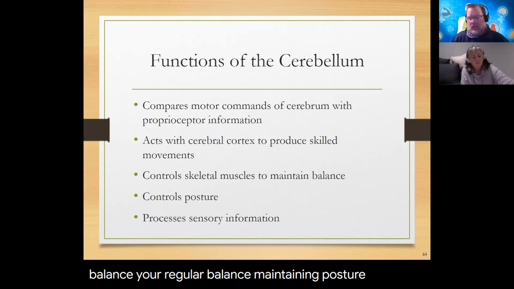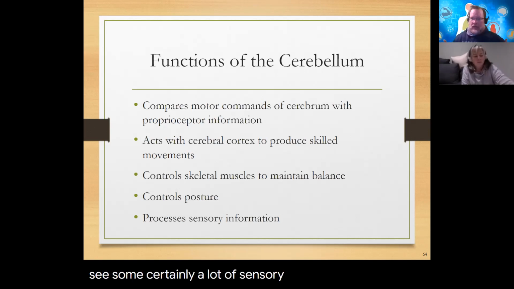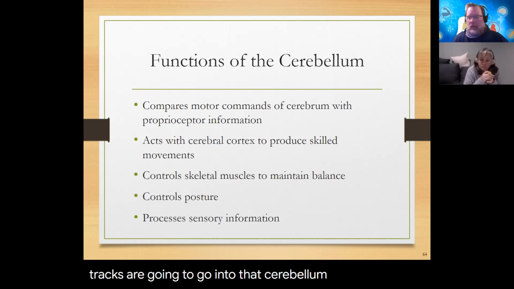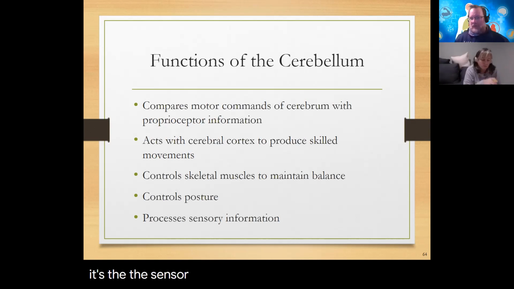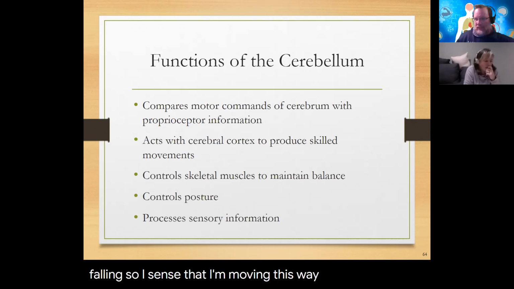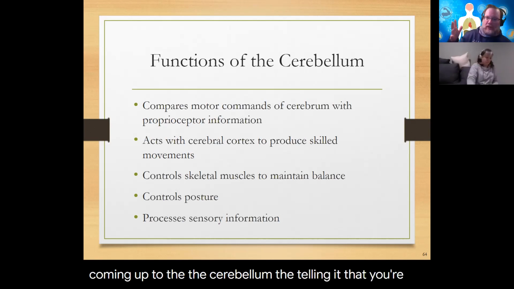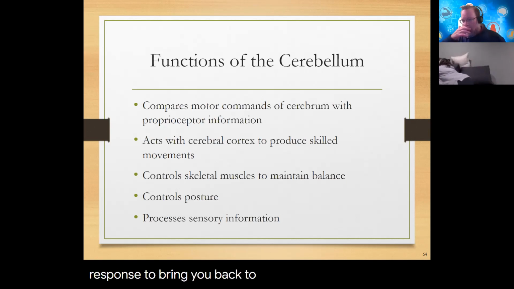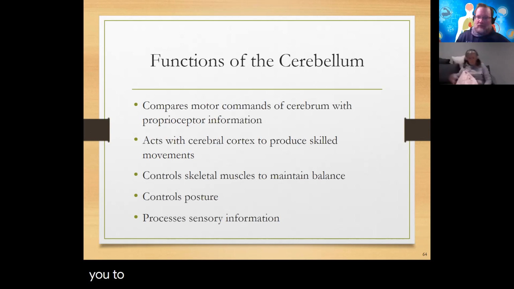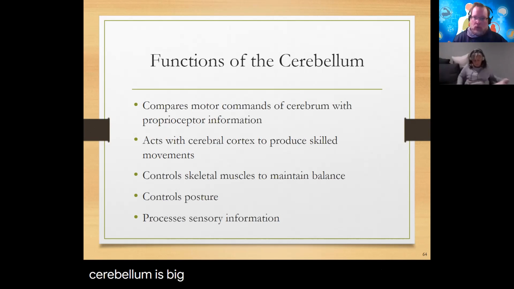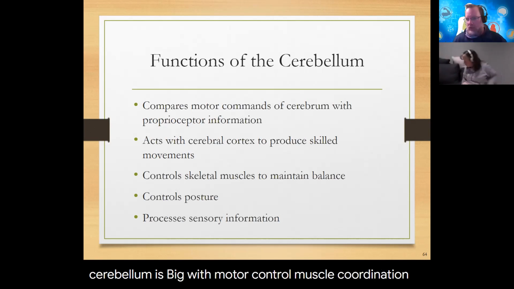Okay. We do see certainly a lot of the ascending sensory tracts are going to go into that cerebellum, because when the body senses that it's falling, so I sense that I'm moving this way, that signal is coming up to the cerebellum, telling it that you're moving this way. And so the cerebellum sends a motor response to bring you back to center, or to at least enable you to not fall completely onto the ground. So again, the cerebellum is big with motor control, muscle coordination, posture.